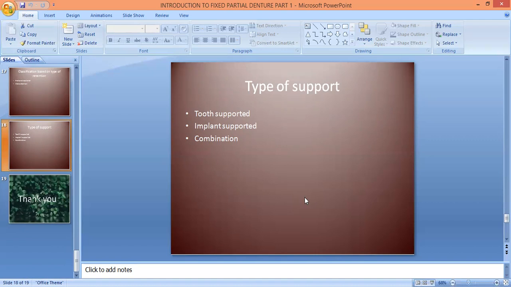To summarize this chapter, this is just an introduction to the topic. The subsequent chapters will deal with the components and fabrication of FPDs.